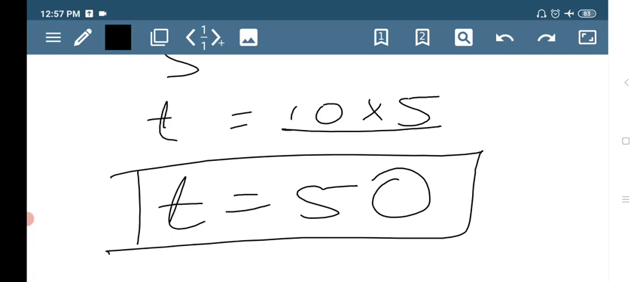Understood? Okay. There are six more questions of a similar type in exercise 3.1. Please solve them and send them to me by evening.